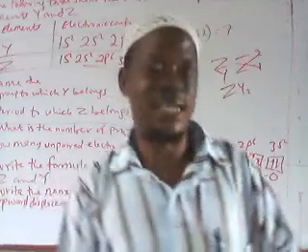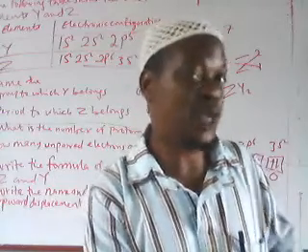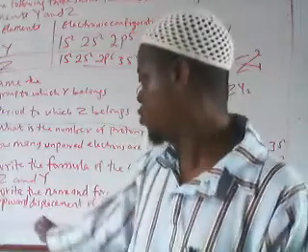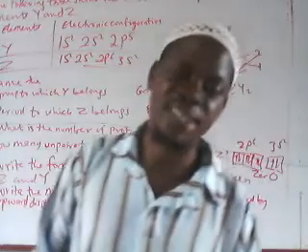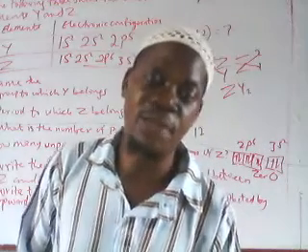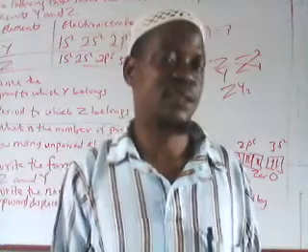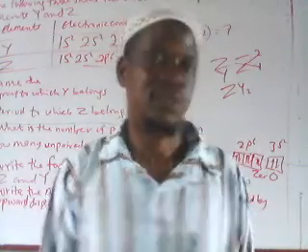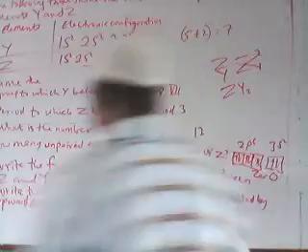Those that are denser than air can be collected by downward delivery, that is upward displacement of air, and those will fit into this answer. Those that are less dense than air can be collected by upward delivery, that is downward displacement of air. So I hope you now have an understanding of what we are saying.